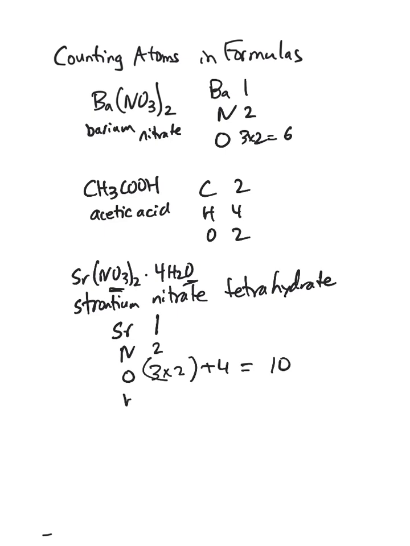And then if we look at the hydrogens, we've got 4 H2Os, so 4 times 2, that'll give us 8. So that's the number of each type of atom in strontium nitrate tetrahydrate.